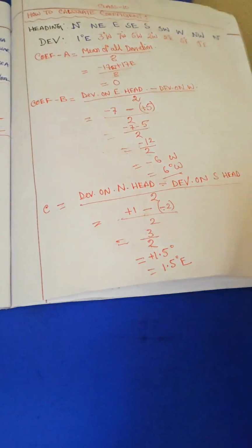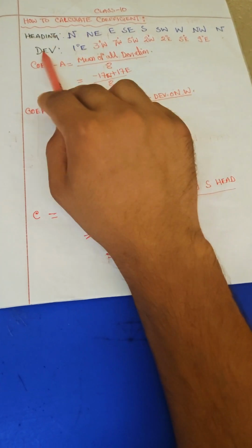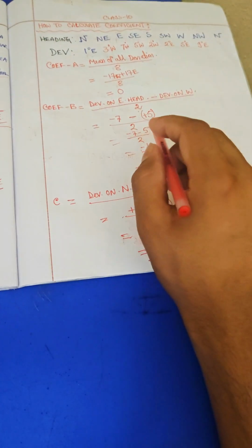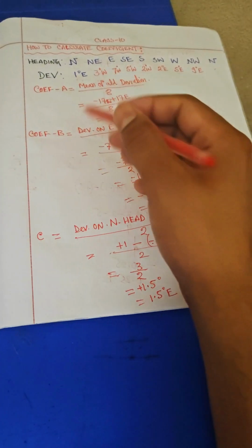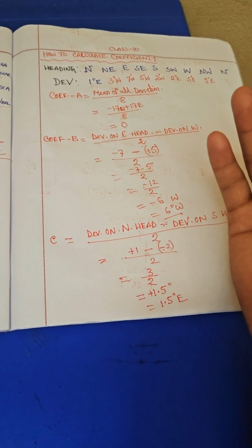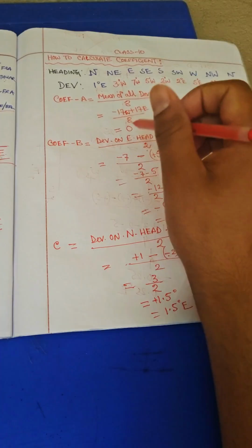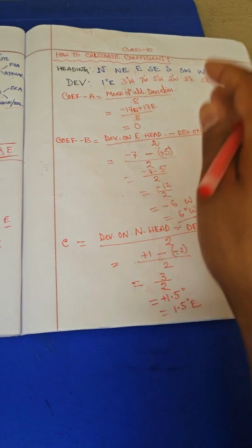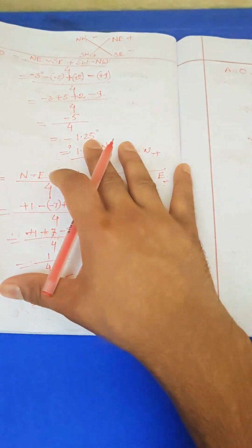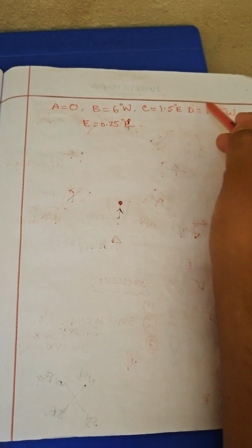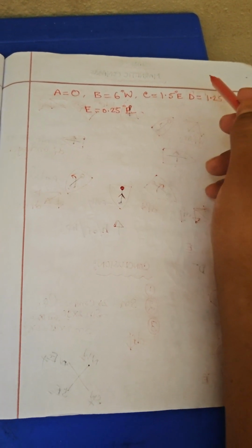So I think guys, now you understand how from heading to deviation, and after that from this deviation, you find the coefficient values like A, B, C, D, E. I think now you understand from this how to calculate the coefficient value. And this is your final coefficient, the A, B, C, D, E coefficient values. So after that, according to this, we will apply the corrector, guys.